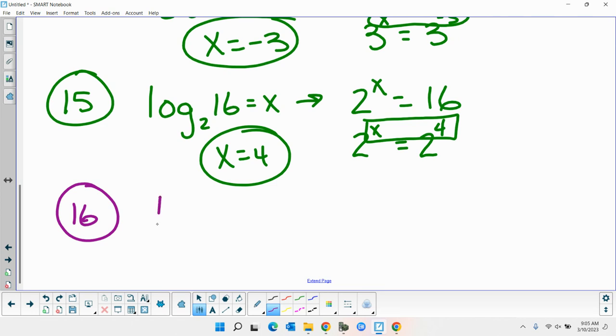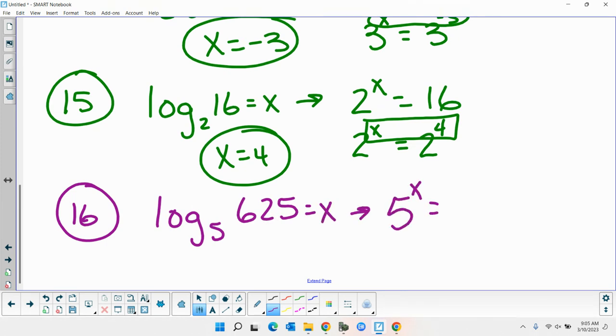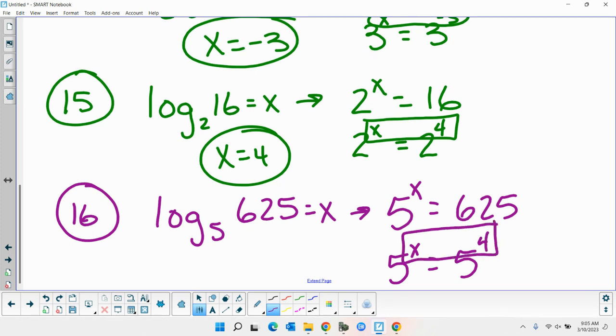Log base 5 of 625. Remember, set it equal to x, so you can write it as 5 to the x power equals 625. Got to get 5 the base then. So 5 times 5 is 25. Times 5 is 125. Times 5 is 625. So that's 5 to the 4th. So my answer is 4.